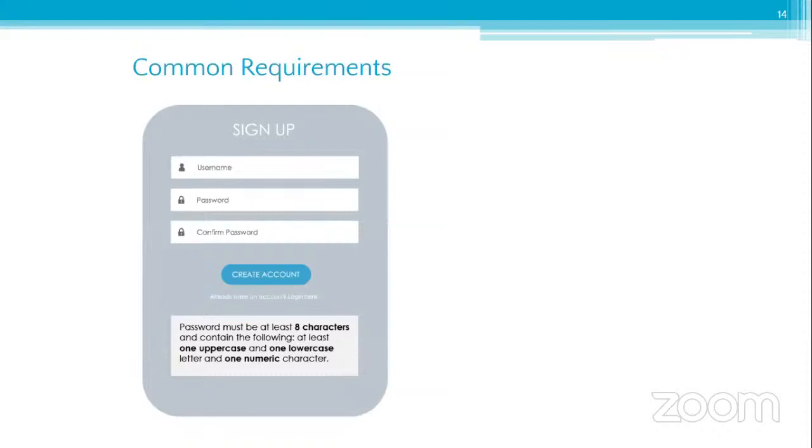Here we look at the common requirements that we should observe so that we have a very strong password. The password must have at least 8 characters, and it should combine at least one uppercase and one lowercase letter and one numeric character. You can include other characters, like percentage signs and asterisks. You can include them to strengthen your password.